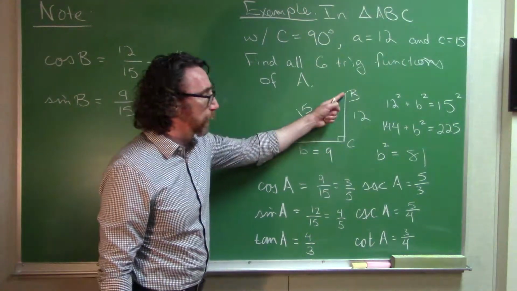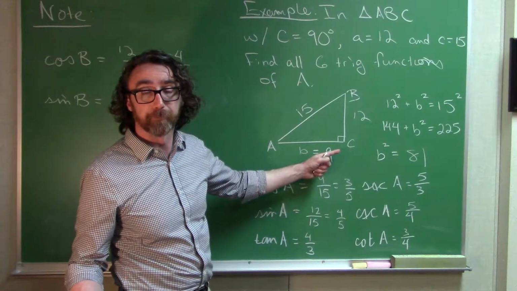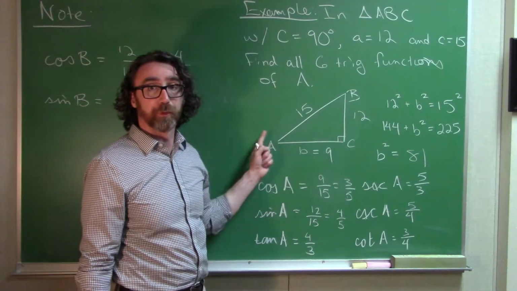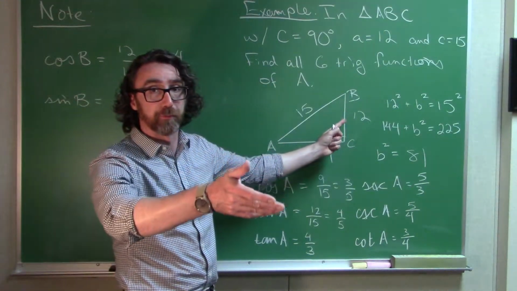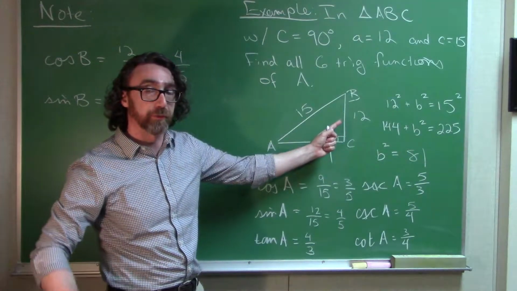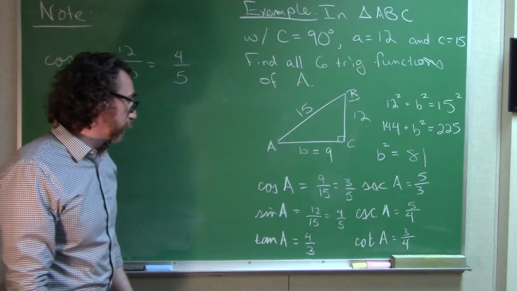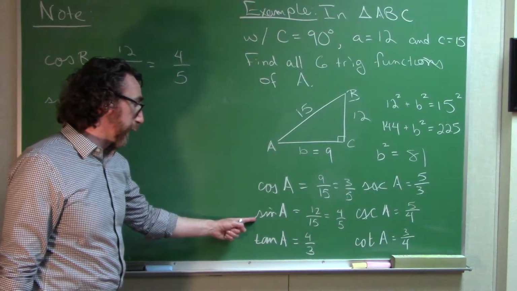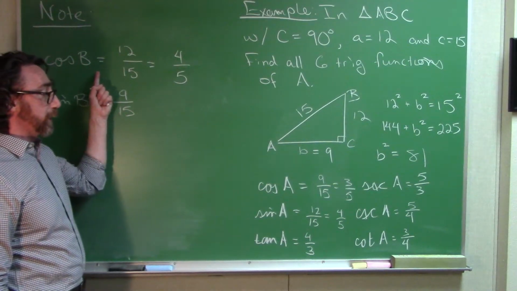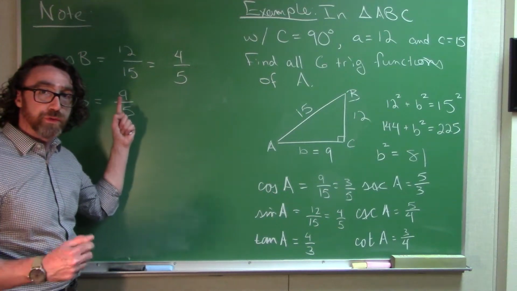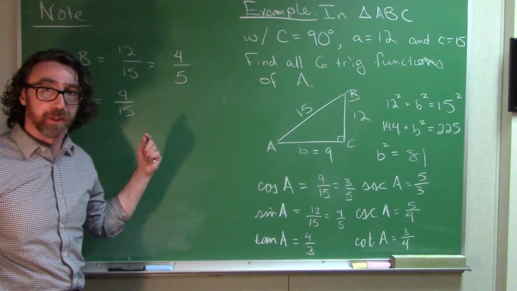Okay, this is a right triangle. So the angle sum has to be 180, right? This is a 90-degree angle. So these two angles have to add up to be 90 degrees, because that's the amount of angle measure that we have left. So these two angles are complementary. So sine A, cosine B, they're the same. Cosine is complementary angle's sine. That's why it's called cosine.